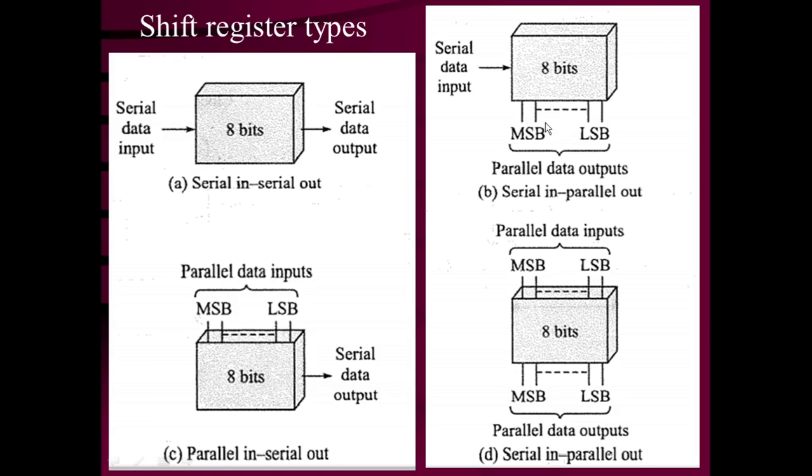The second type of shift register is the serial in, parallel out shift register. That means data is entered serially, one bit at a time, and hence only one input is needed, but data appears at the output simultaneously. That means if it is an 8-bit shift register, 8 outputs will be there, and from MSB to LSB all the bits appear simultaneously at the output. This kind of shift register is known as a serial in, parallel out shift register.